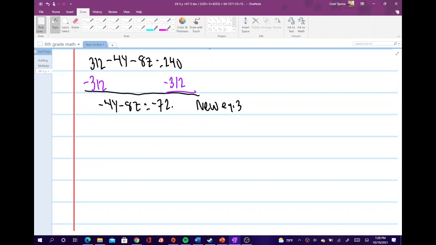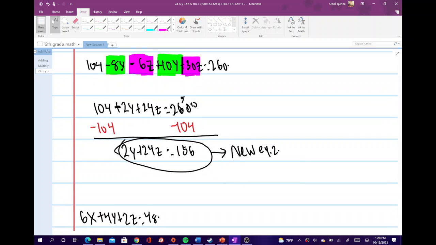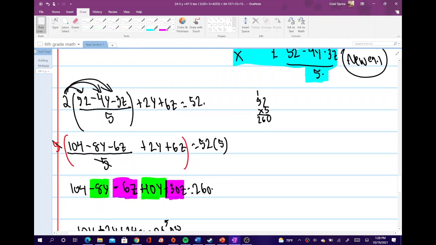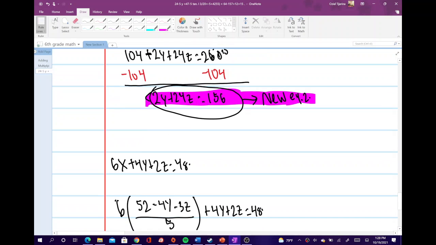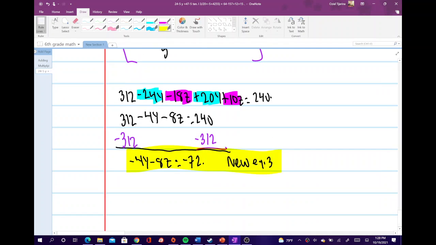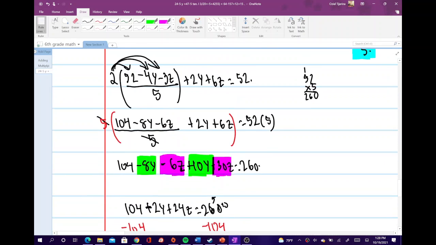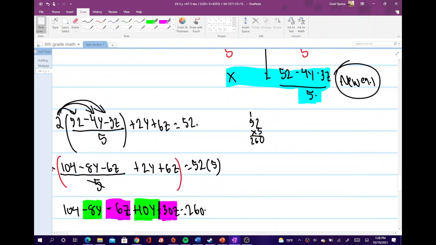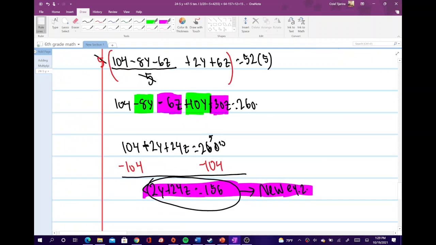Now let's rewrite this system. Let me just highlight the equations we have. We have new equation 1. This is new equation 2. And this is new equation 3. So we're going to rewrite them. Basically, what we have is this: x equals 52 minus 4y minus 3z all over 5.